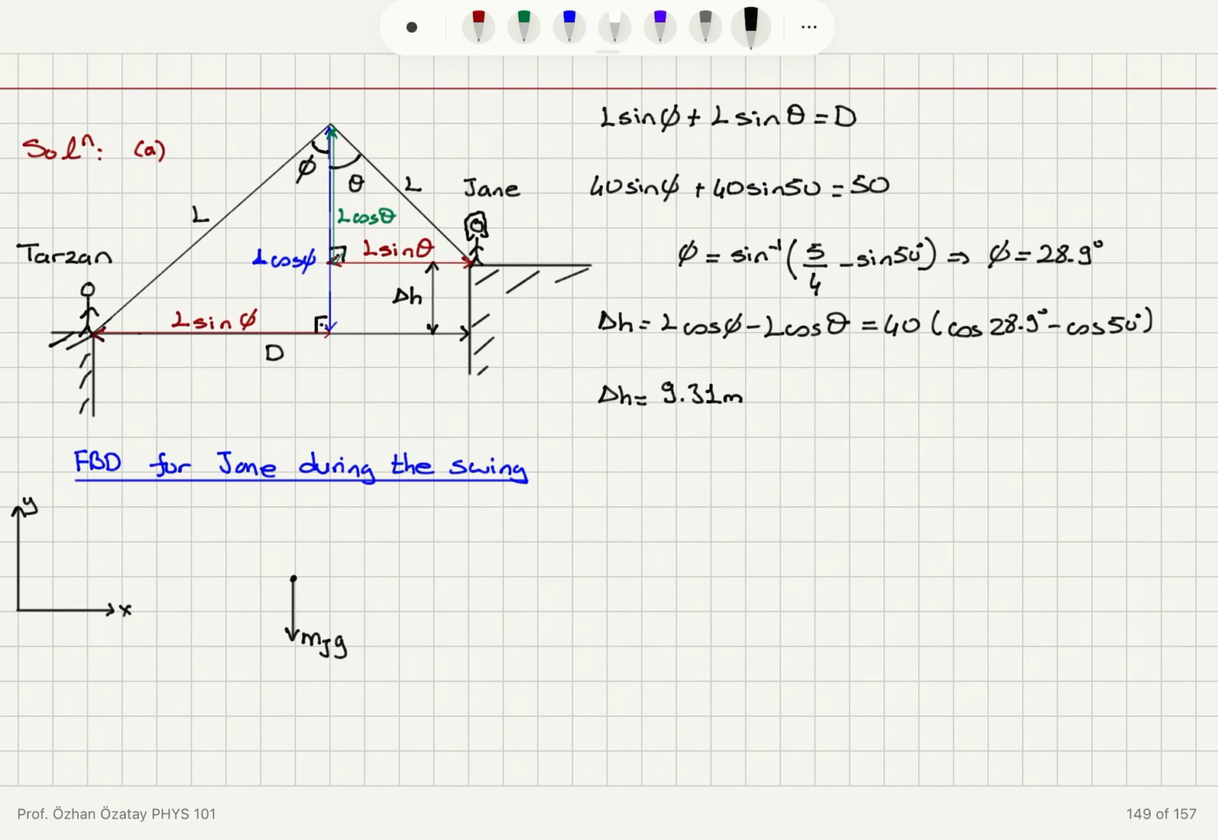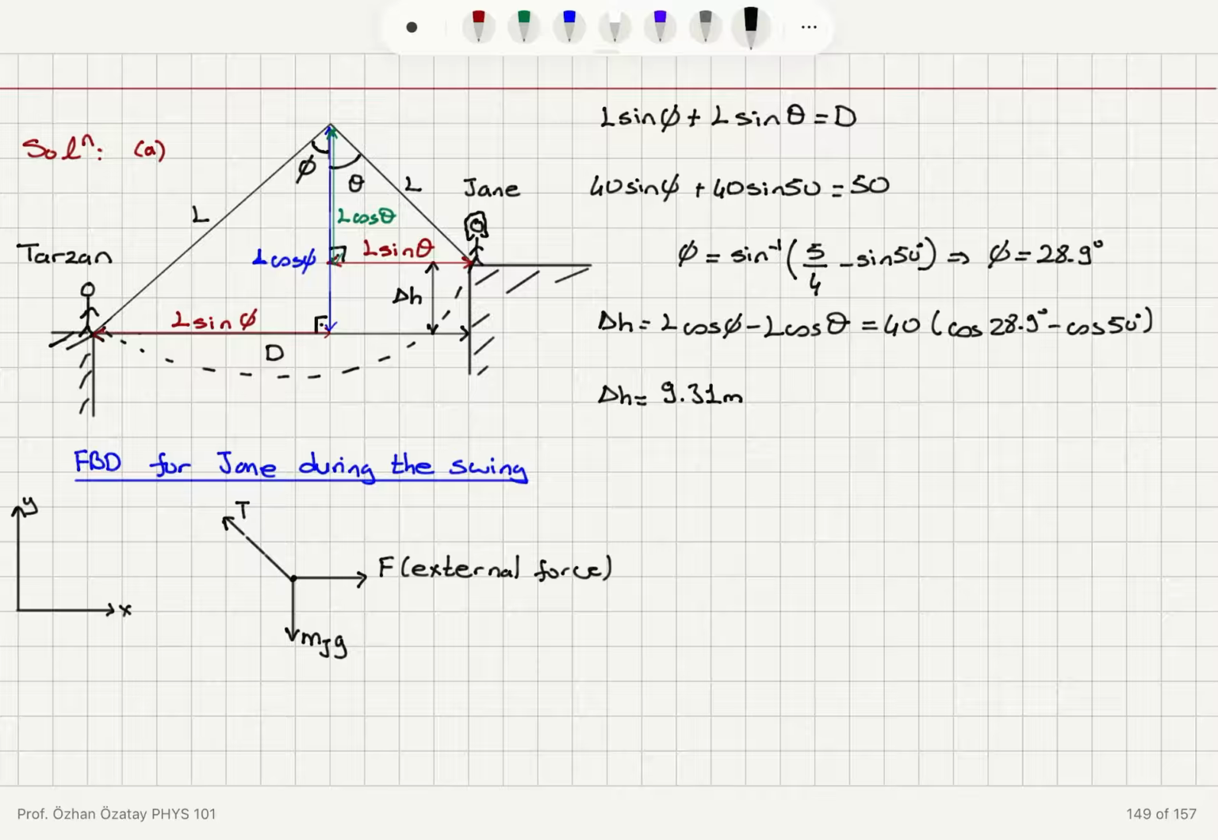So this is a constant force F in the i hat direction, which is an external force on the system. And because Jane is swinging, there is a tension on this string, tension T, which is pointing towards the center of this circular arc. So you can see that Jane is going to move along this circular arc.